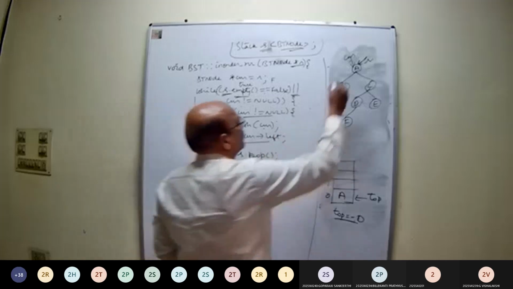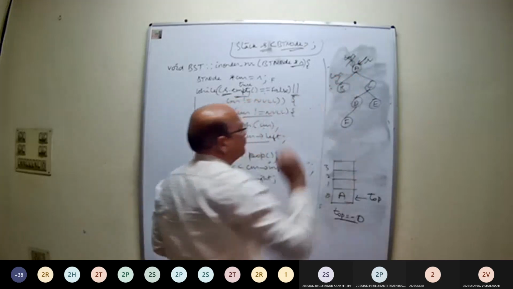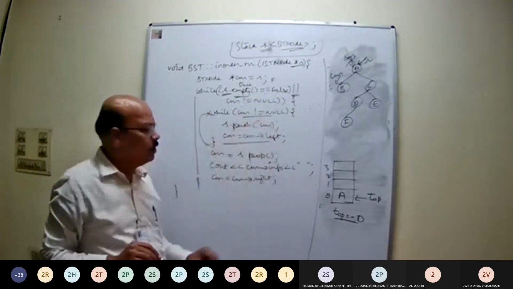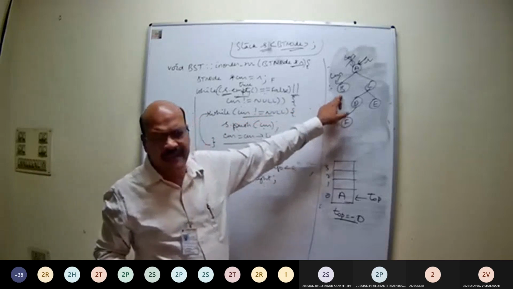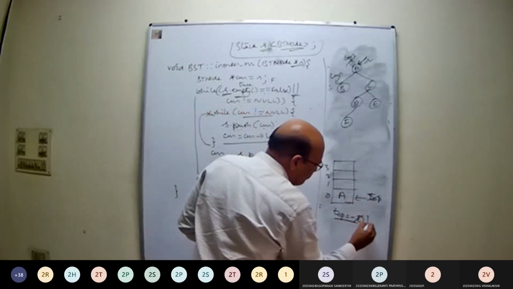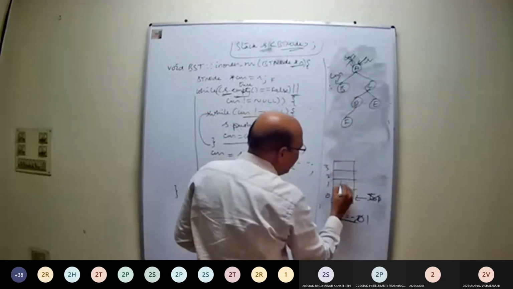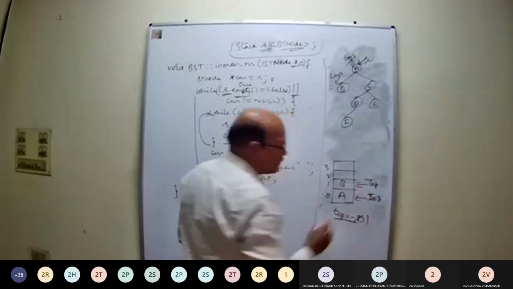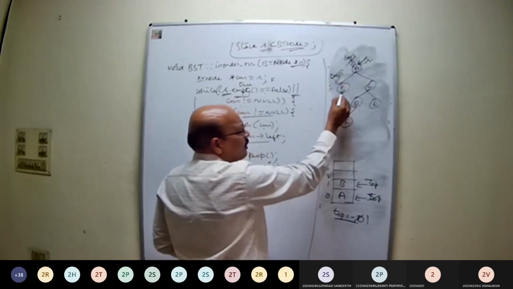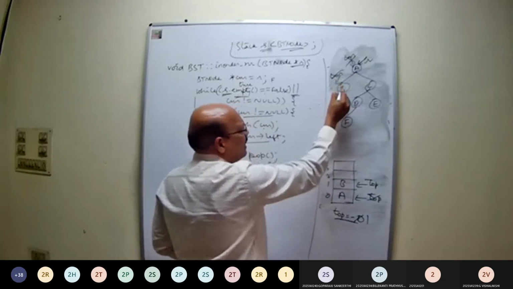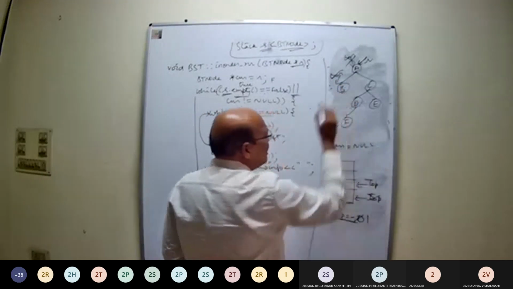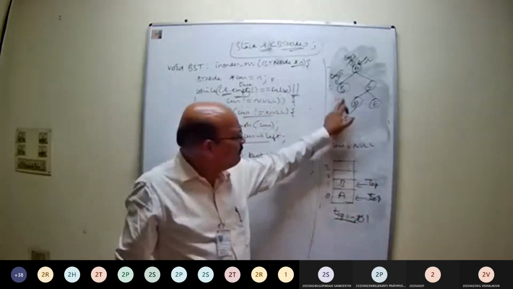After that, what is the next step? Current is equal to current left. So current now points to current left, that is B. So once again, this is the inner while loop. Current is not equal to null. Yes. So S dot push. Top now becomes 1. What is this node? B will be pushed and your top will be pointing to 1. And then current is equal to current left. What is this current left? You tell me, does B have a left? No. So current will become null because the left chain of B is null.